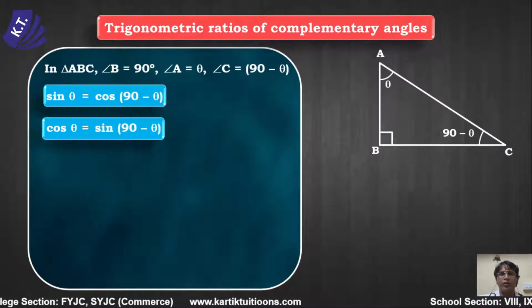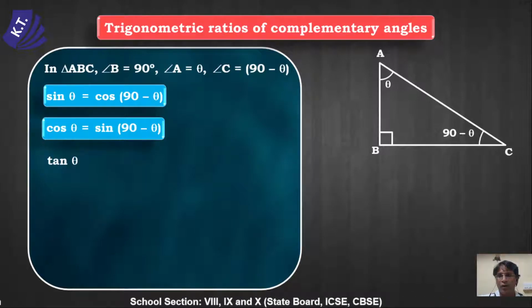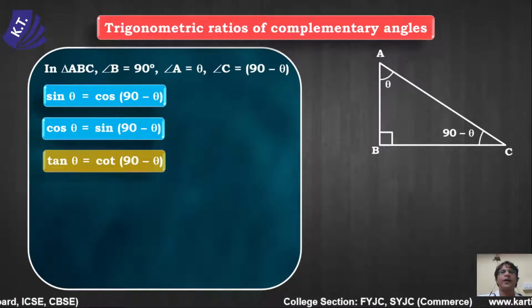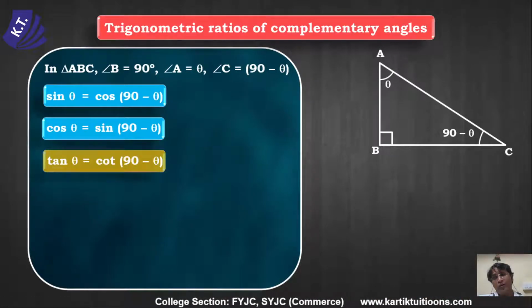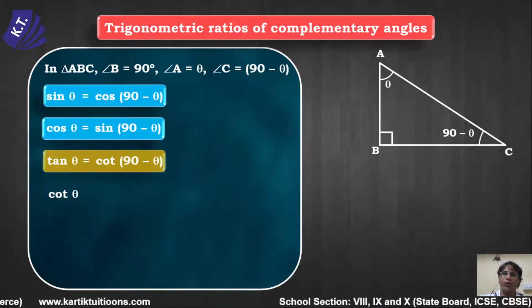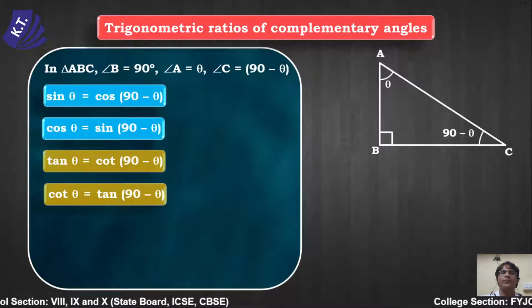Now let's first talk about tan. For tan, its complementary trigonometric ratio is cot. So tan theta has to be equal to cot 90 minus theta. In the same way for cot theta, tan is its complementary trigonometric ratio. So cot theta has to be equal to tan 90 minus theta.